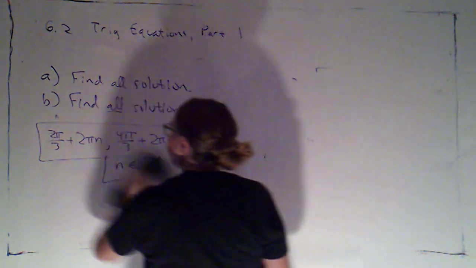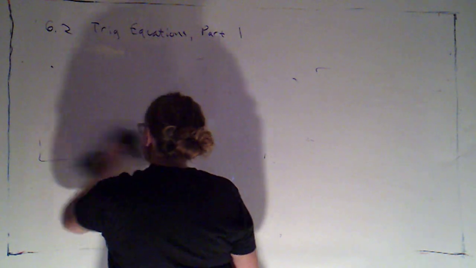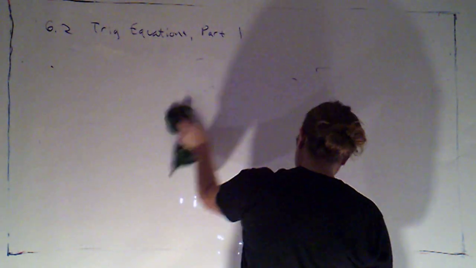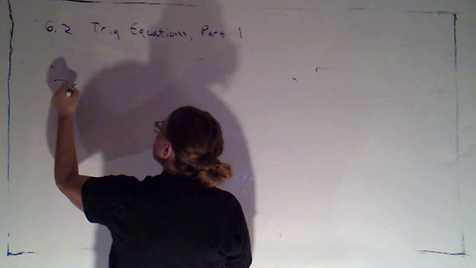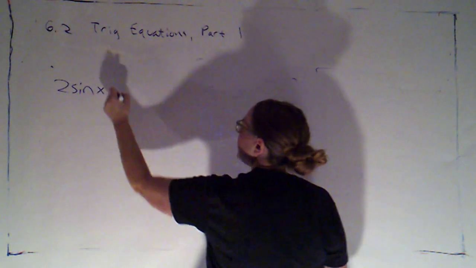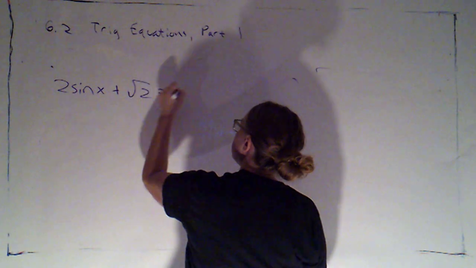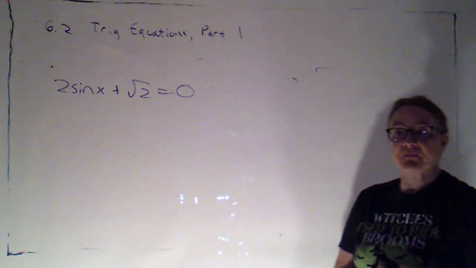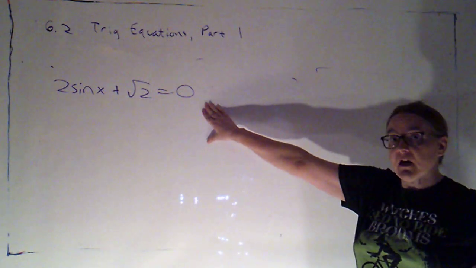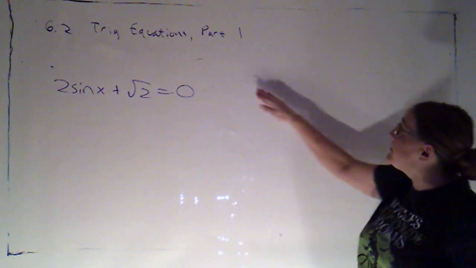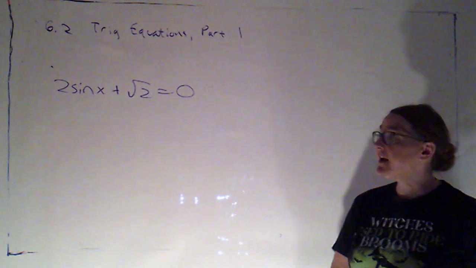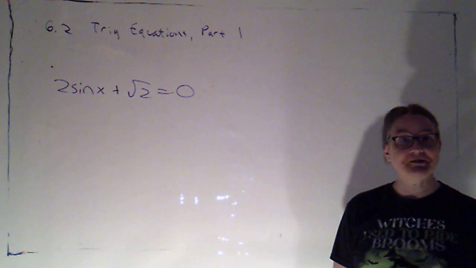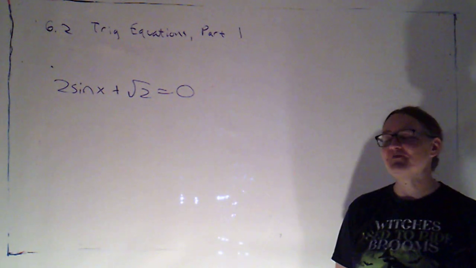So I'm just going to give you folks one to work on. Let's say I have 2 sine x plus root 2 is equal to 0. So I'd like you to just pause the video, work that out. Same directions. Part A, find all solutions between 0 and 2 pi. Part B, find all solutions. Pause the video, then tune back in.